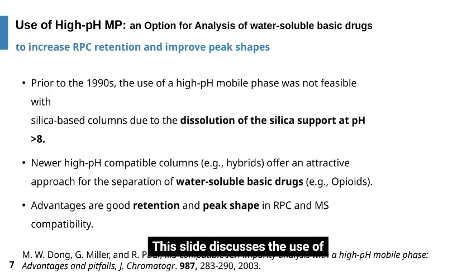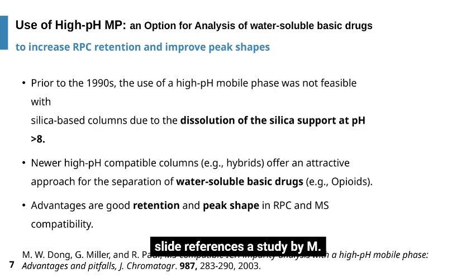This slide discusses the use of high pH mobile phases as an option for analyzing water-soluble basic drugs to increase RPC retention and improve peak shapes. It notes that prior to the 1990s, high pH mobile phases were not feasible due to the dissolution of silica-based columns at pH 8. Newer high pH compatible columns offer an attractive approach for separating water-soluble basic drugs like opioids, providing good retention, improved peak shape in RPC and MS compatibility.